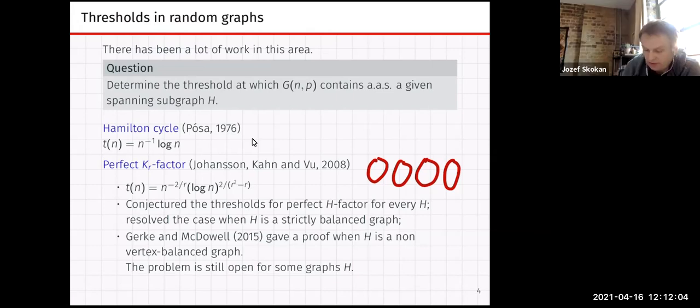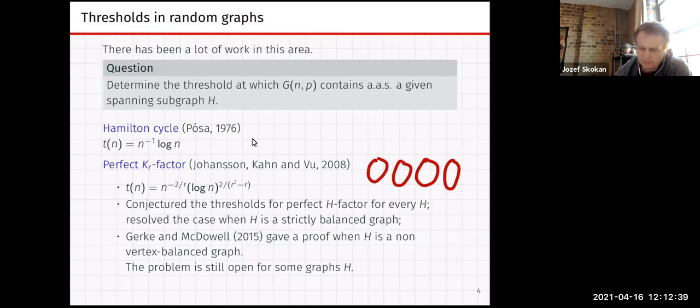All right. So they resolved the question when H is a strictly balanced graph, which means that H has the largest density among all of its subgraphs. And then later, Gerke and McDowell gave a proof for a different class of H's, called nonvertex-balanced graphs. I will spare you the definition. It's really not important for this talk. But the problem is still open for some graphs H.